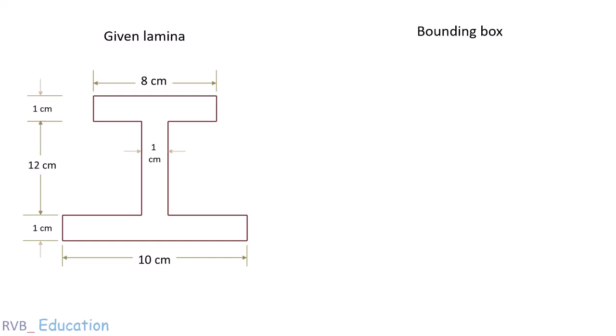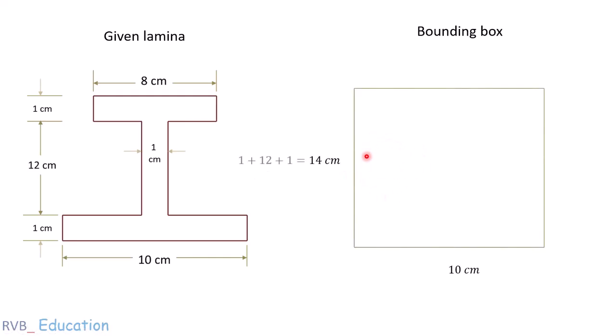For preparing the bounding box, first identify the largest horizontal dimension. In this case, it is 10 centimeter. Similarly, identify the largest vertical dimensions or combined dimensions to obtain the overall vertical size. In this case, 1 plus 12 plus 1 is equal to 14 centimeter. Using these overall dimensions, we prepare a rectangular box enclosing the lamina.